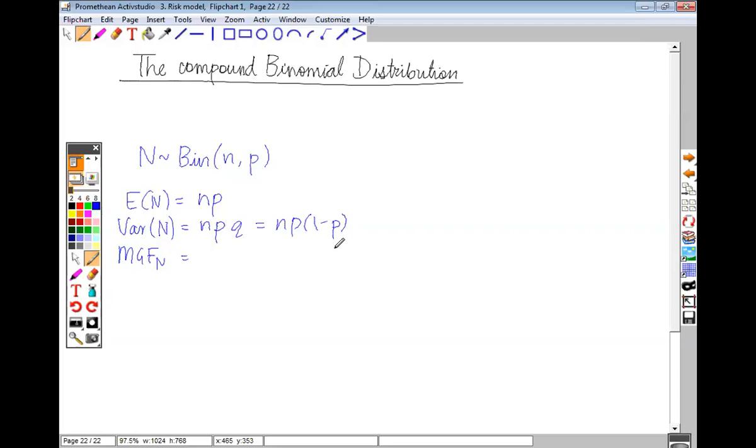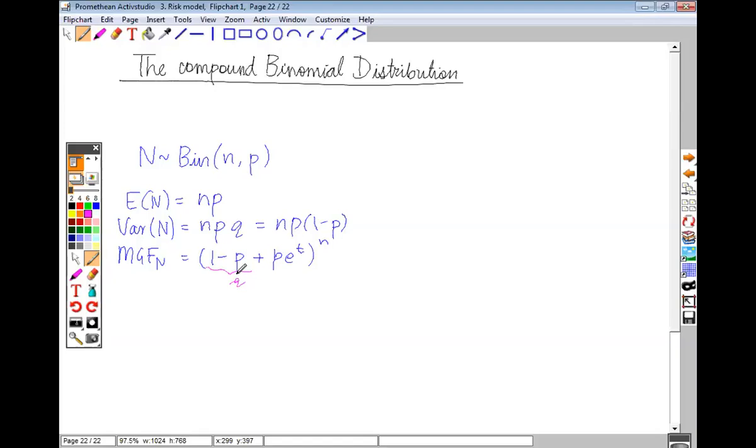So the next thing is MGF. And I guess it's in the table booklet. So the MGF is just (q + p e^t)^n. So instead of q, I'm going to write 1 minus p here. So I have this, my q plus p e raised to t, and then all of this thing raised to n. So this is nothing but my q here. Does this make sense to everyone?